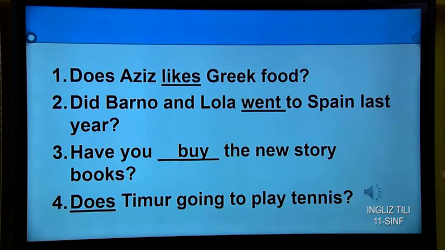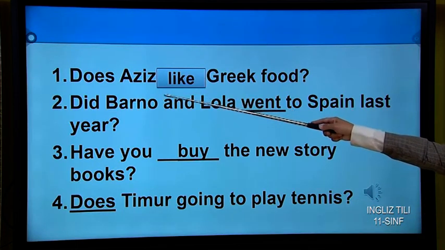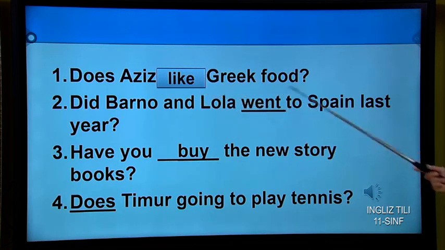Here I have 4 sentences, interrogative sentence, but you can notice some mistakes. Let's correct them. The first one, does Aziz likes Greek food? What do you think? What part is wrong? Likes is wrong. True answer is like. Because it is present simple tense, we use es to do. Like does. Does Aziz like Greek food?